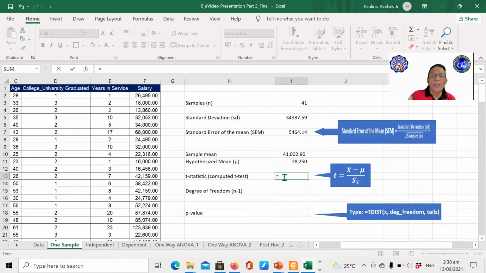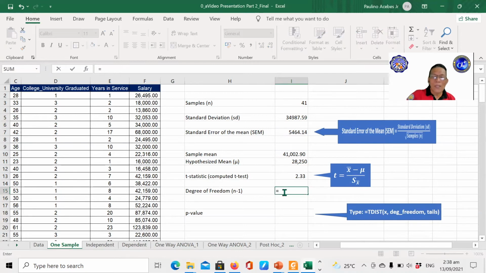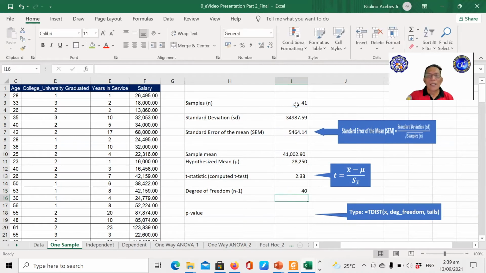So type equal, open parenthesis, click the sample mean minus the hypothesized mean, divided by the standard error of the mean, which is 5,464.14, and then enter. So our t-statistic, or the computed t-test, is 2.33. The degree of freedom is actually the size of the sample, 41 minus 1. The degree of freedom is 40.